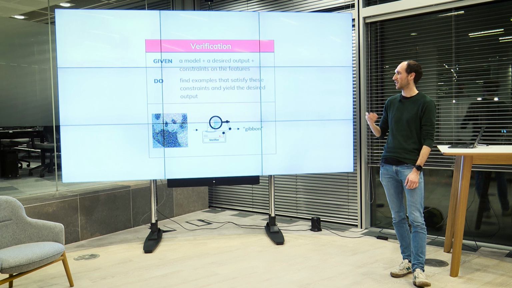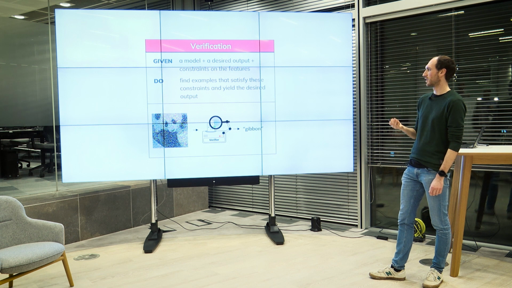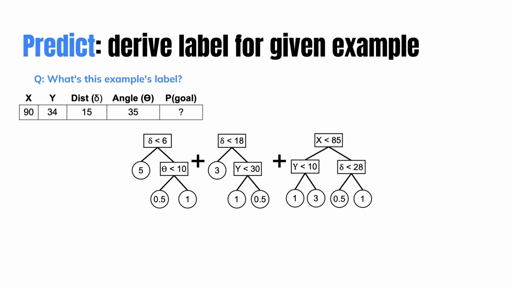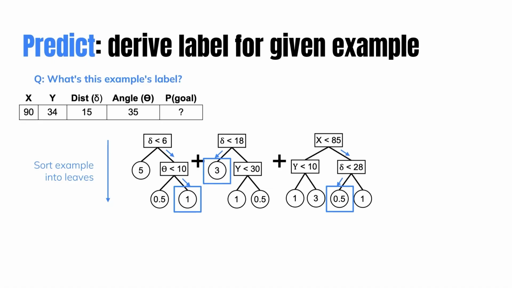But more generally, the idea behind verification is that you have a model, a desired output, and constraints on the features. Then you want to find examples that satisfy these constraints and yield the desired output. So if we apply this to expected goals models, we might have this very simple expected goal model, and an example for which we want to make a prediction. We have a shot from 15 meters from goal at an angle of 35 degrees. I want to predict the probability that it will result in a goal.